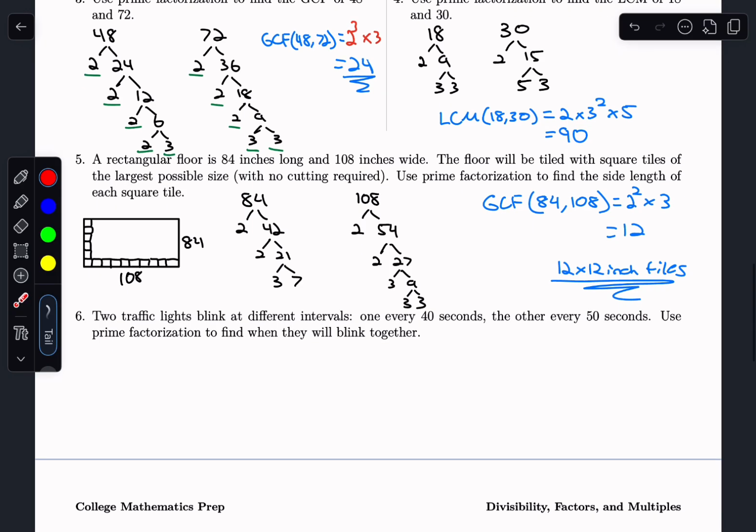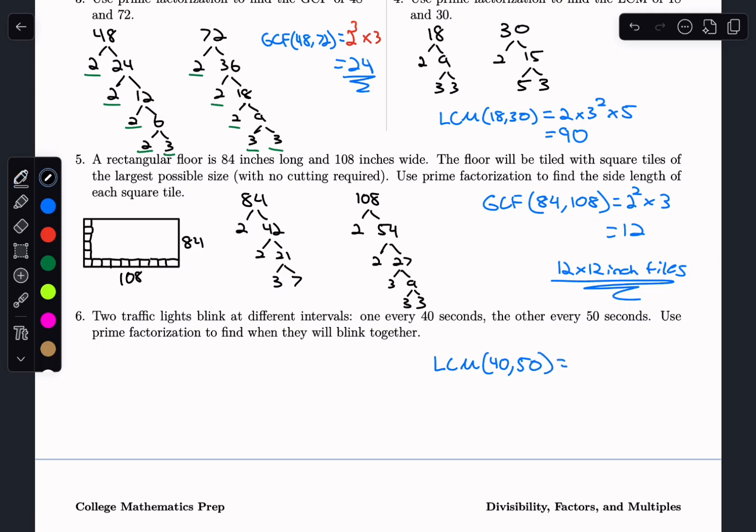All right, number 6, application of LCM. It says 2 traffic lights blink at different intervals, one every 40 seconds and the other every 50 seconds. Use prime factorization to find when they will blink together. So we want to find out after how many seconds they will blink at the same time, meaning we want to find the smallest number that is divisible by both 40 and 50. So we are actually finding the LCM of 40 and 50.